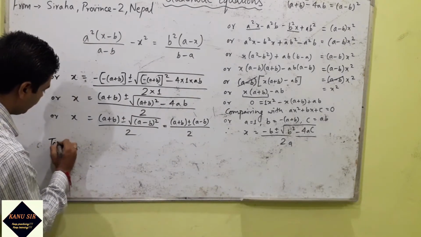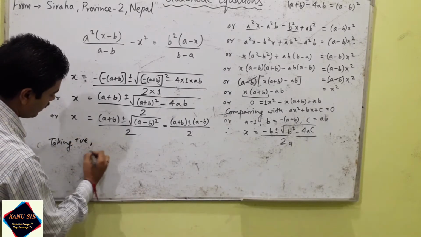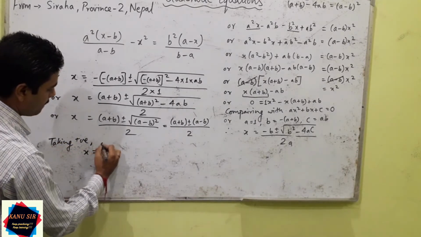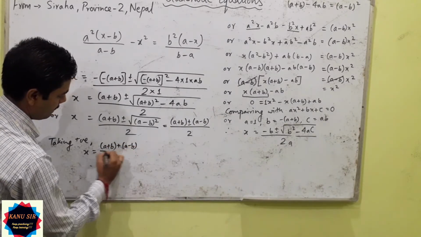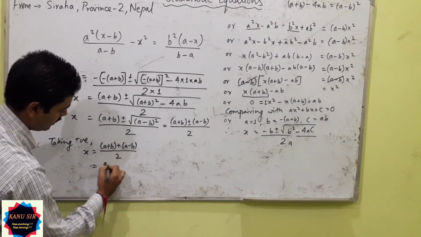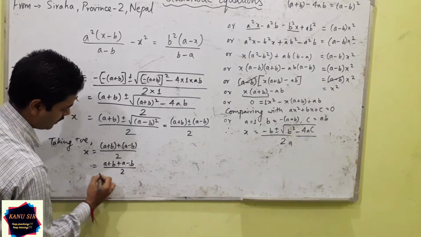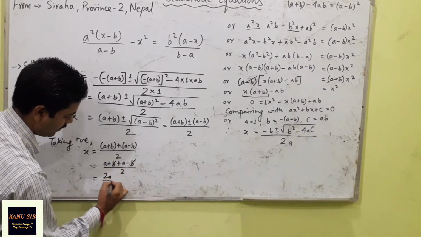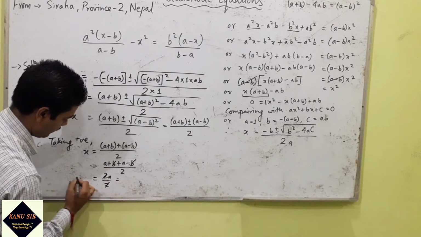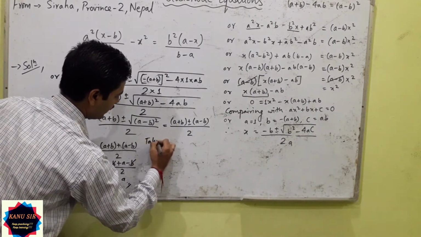Now taking positive, x equals (a plus b) plus (a minus b) upon 2, that is equal to (a plus b plus a minus b) divided by 2, in which b will be cancelled, 2a divided by 2, you will get the value of x equals a.